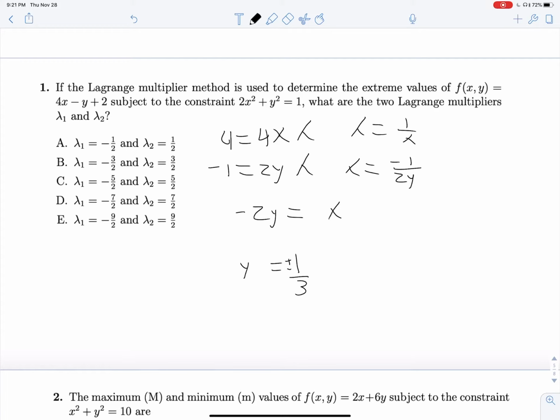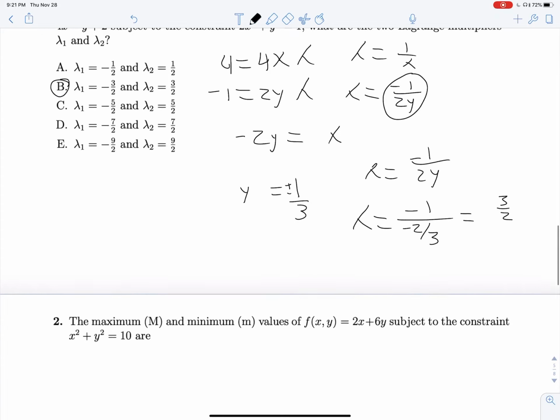And since we know that y is plus or minus 1/3 and that lambda is negative 1 over 2y, we can figure this out. So if we plug in 1/3 over here, we're going to get lambda is negative 1 over 2 times 1/3, which is 2/3. And we can rationalize this by flipping it, and we will get negative 3/2. And we would already be done because we see that answer choice B does it, but let's plug in negative 1/2 to make sure. If we plug in negative 1/2, all that's going to do is flip this sign, which is going to give us our 3/2, and we're done.